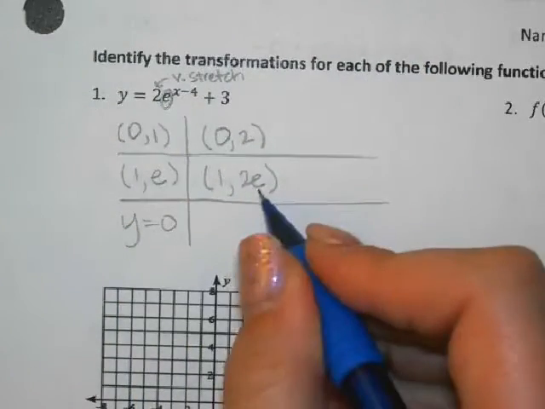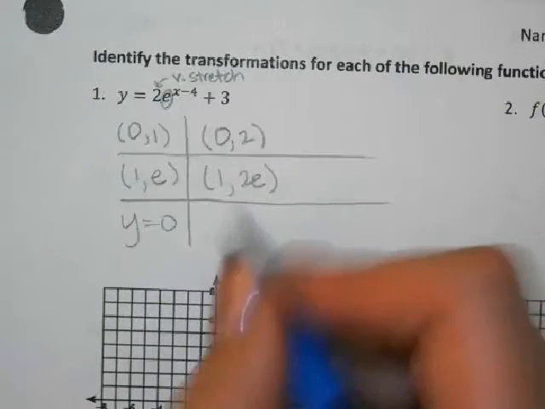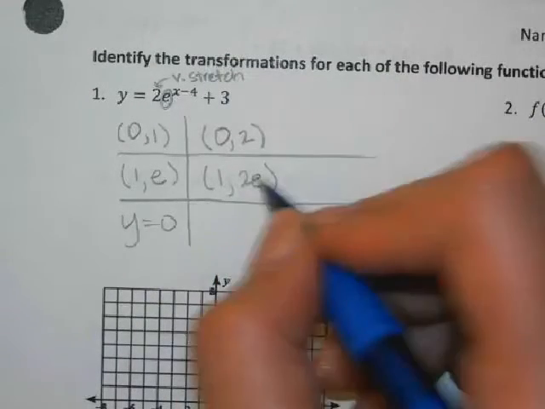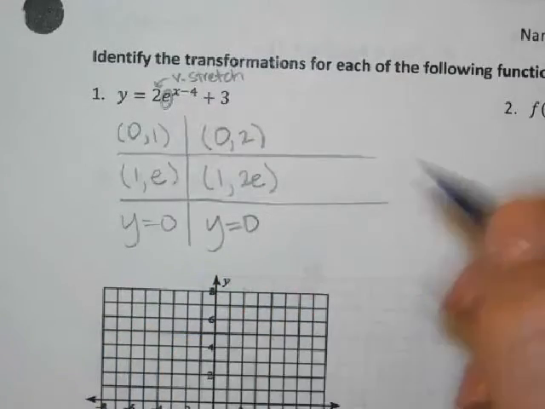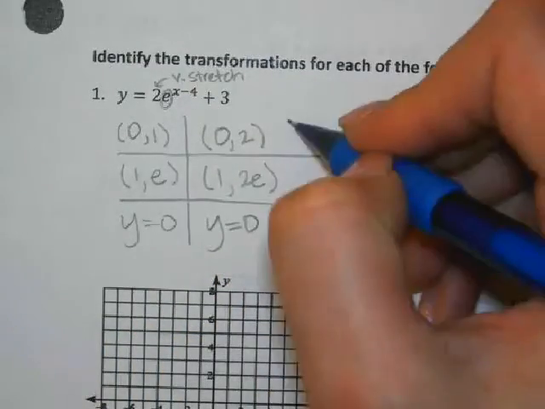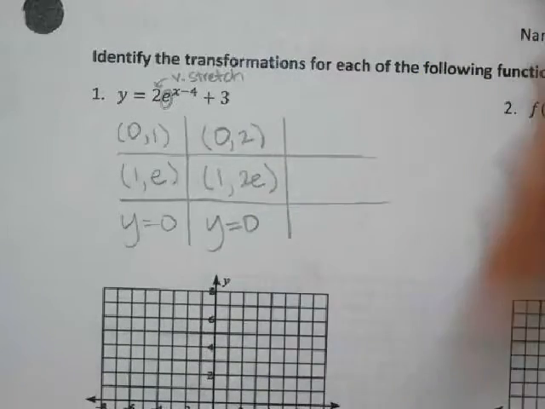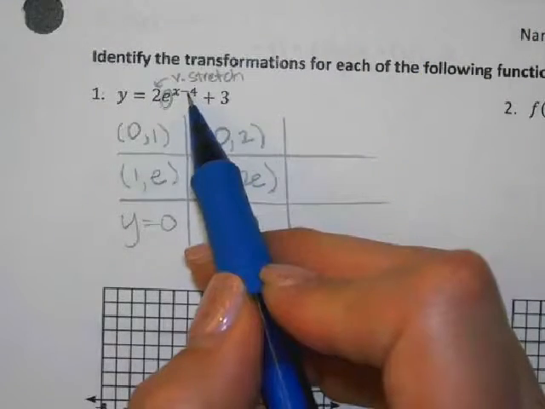And I'm literally just going to write 2e because in my calculator I can figure out that decimal in a little bit. Having a horizontal asymptote, the vertical stretch will not affect it. So my horizontal asymptote is still 0. What about this little x minus 4 right here?